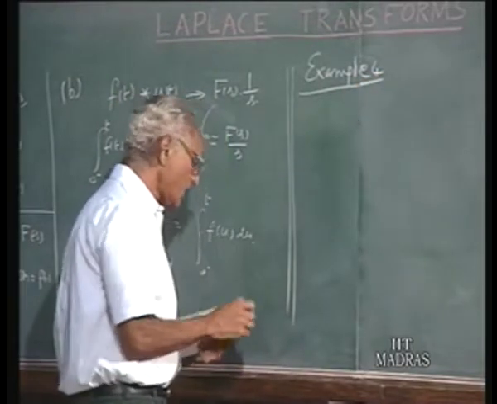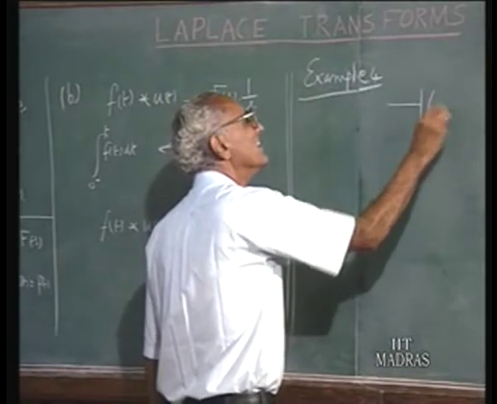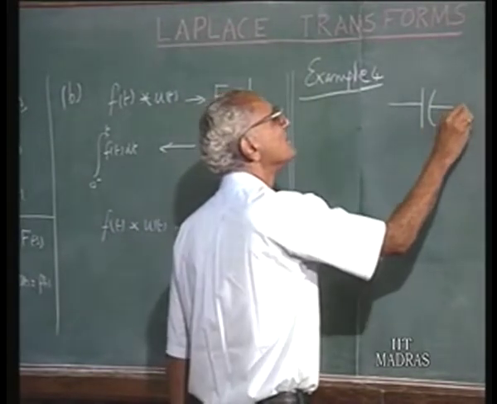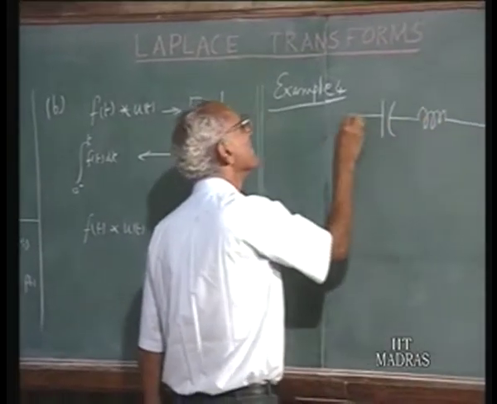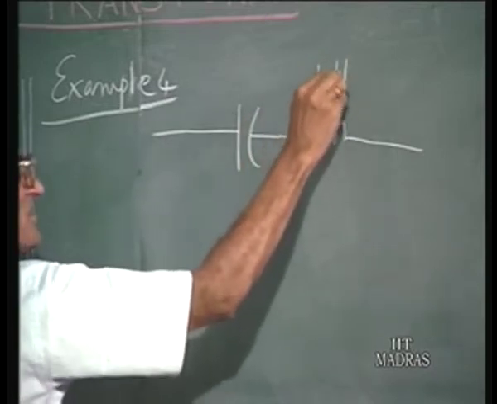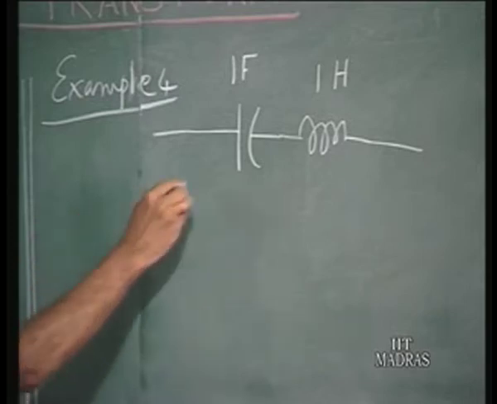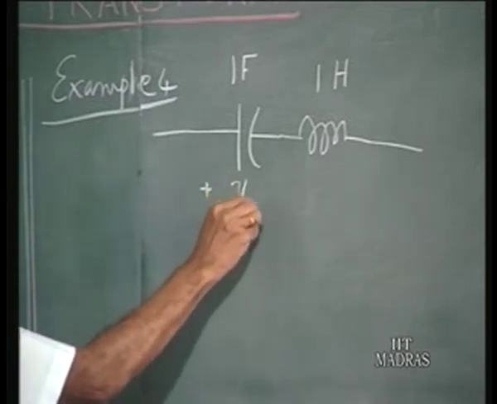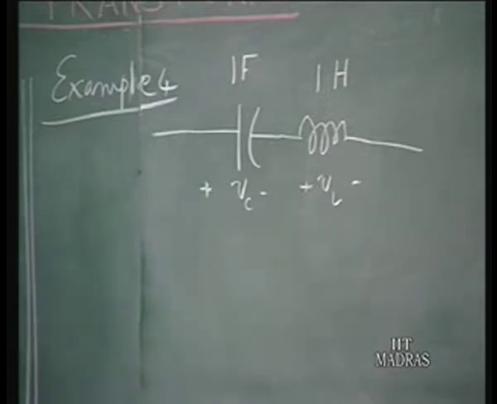Let us consider now a section of a circuit in which we have an inductance L of 1 Henry and a capacitor of 1 farad, and let the voltages across the two elements be described as Vc and Vl.